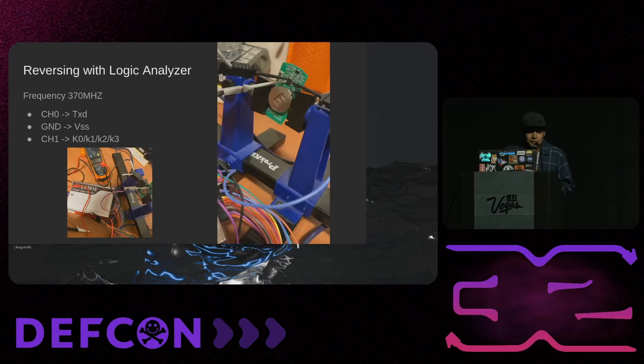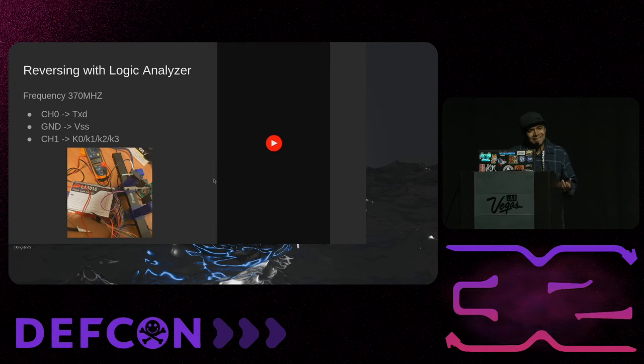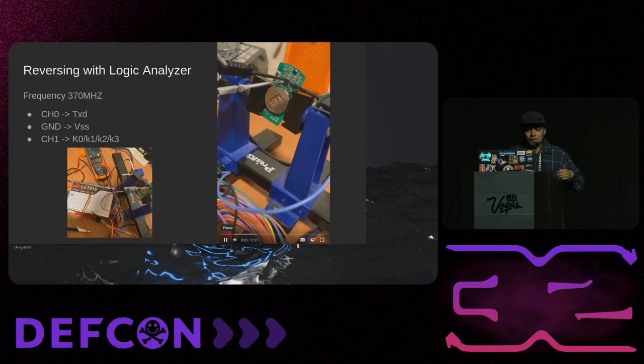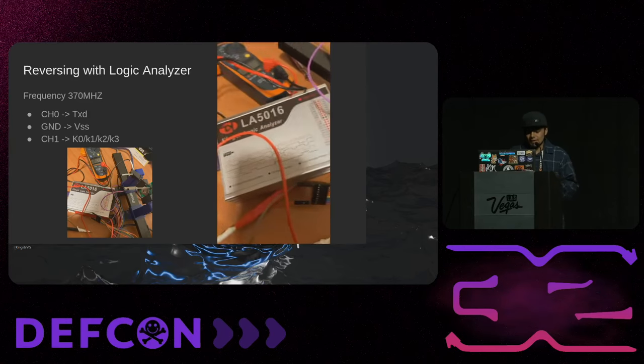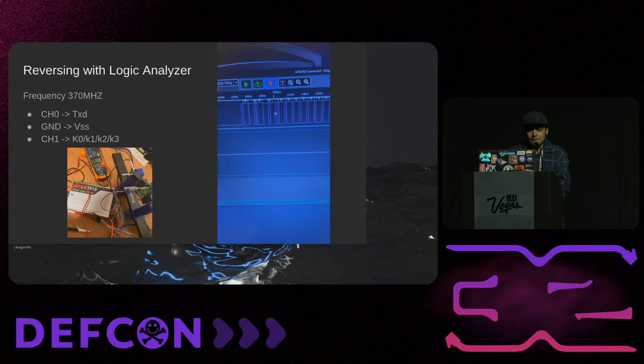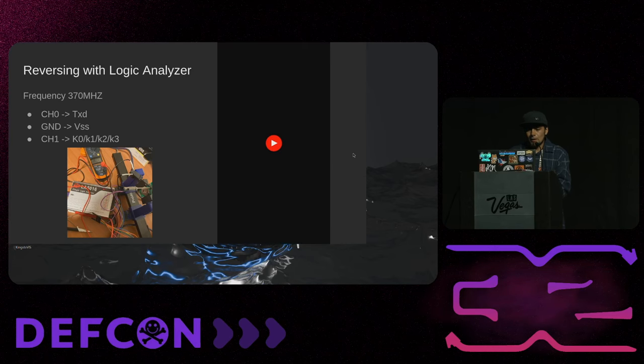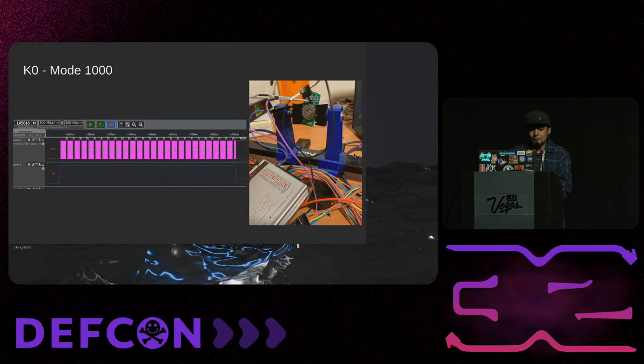So that's the reason I did hardware hacking with a logic analyzer. This is the logic analyzer LA5016 that is able to record up to 500 megahertz. So here's the connection. Channel 1 is on the transmit pin, pin number 3, ground to ground, and channel 2 on the input pins, for example K0, K1, K2, and K3, and a multimeter to check the voltage pin, okay? So what we get when we do that, for example, if we press the first button, the K0, we have that signal on the transmit pin.